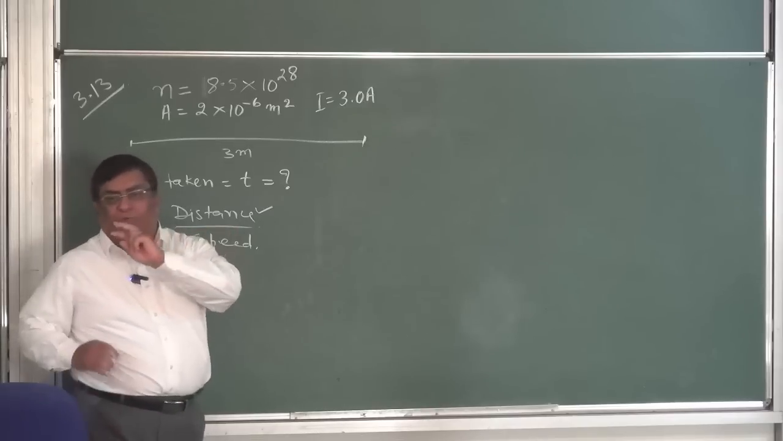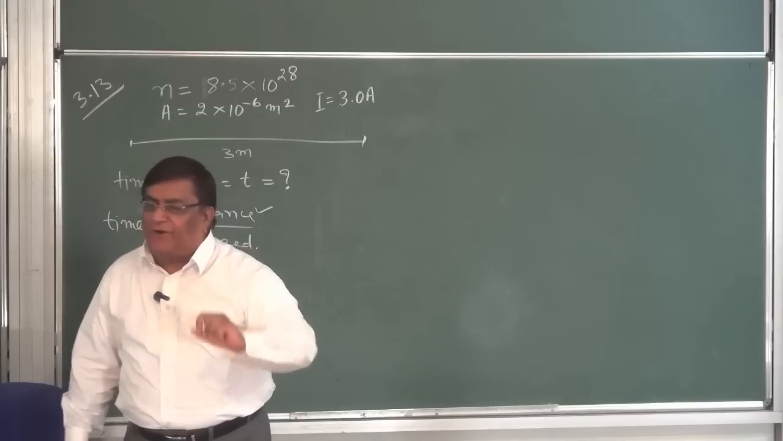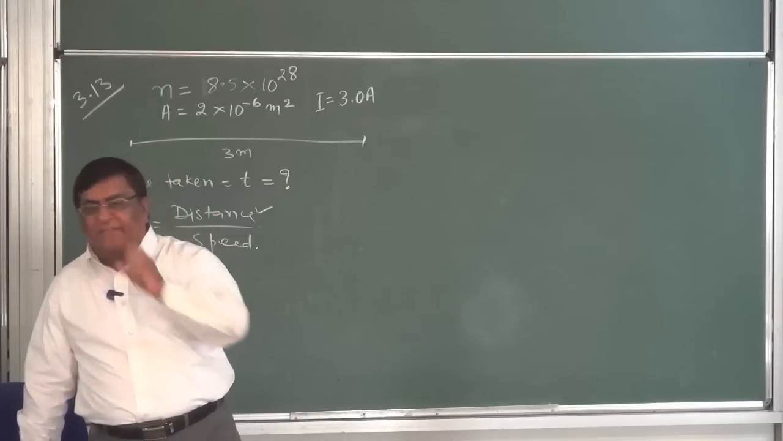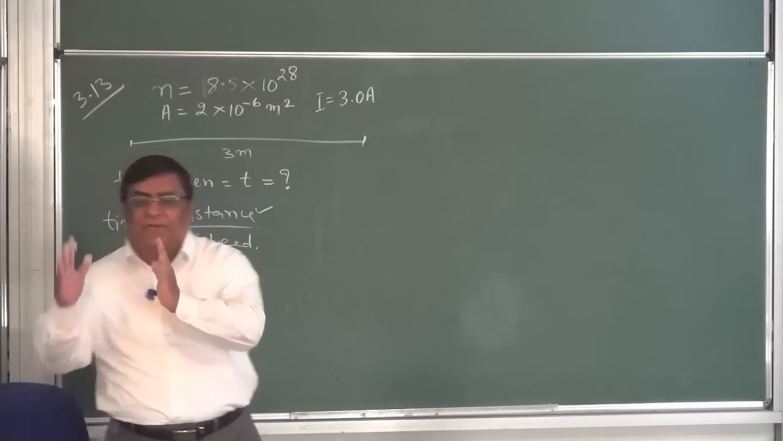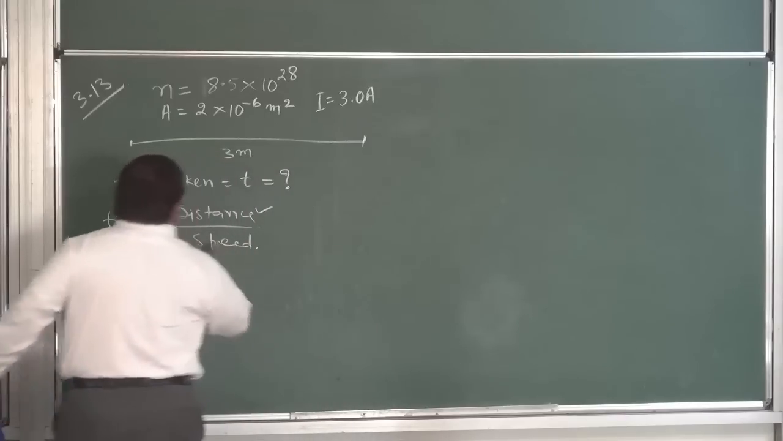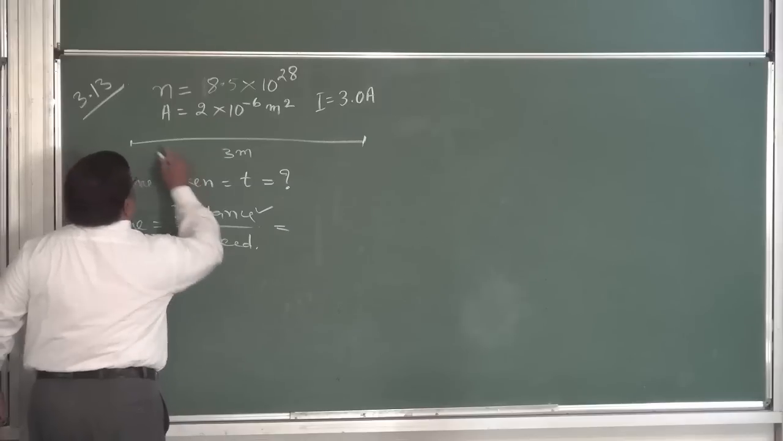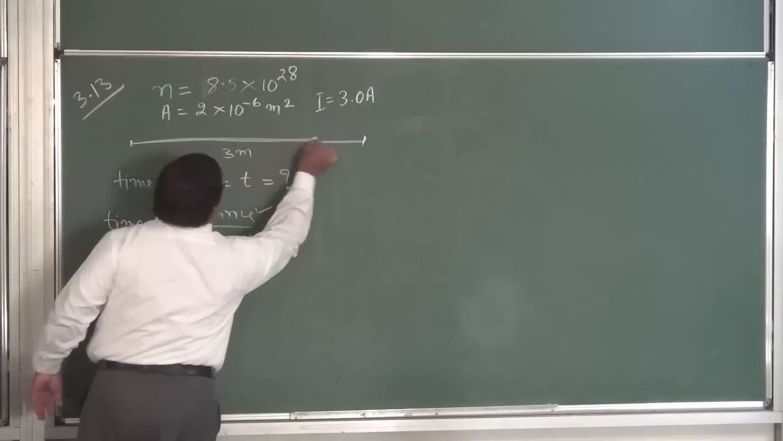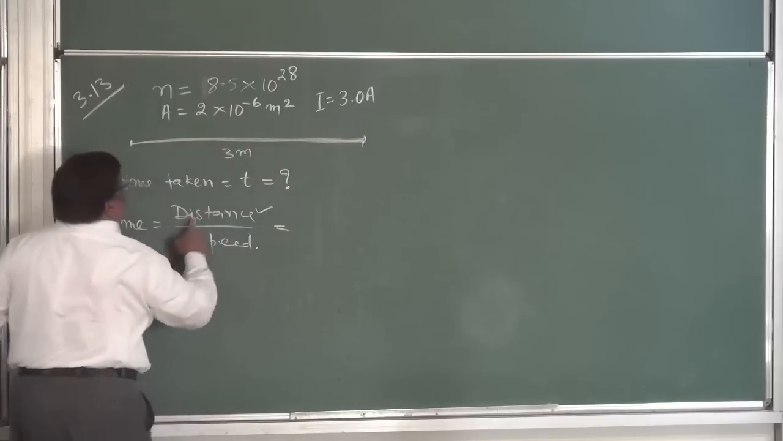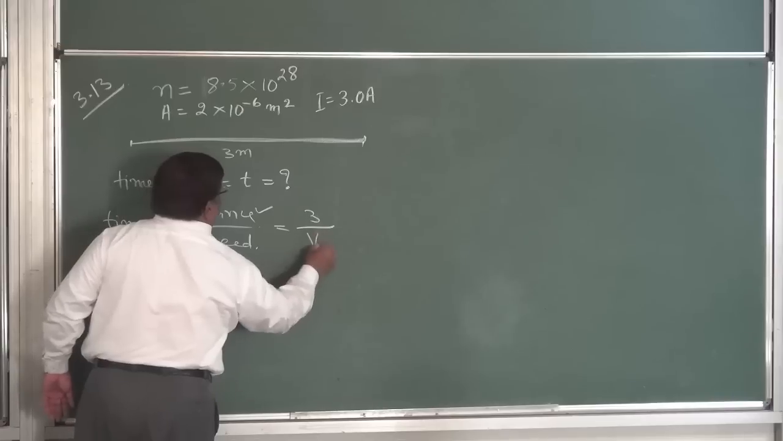The electron has two types of velocities. One is thermal velocity, which is very fast, 10,000 km per second. The other is drift velocity, which makes the electric current. So that speed we need here, because that forms the electric current. So here distance is equal to 3 meters, and here we need drift velocity.